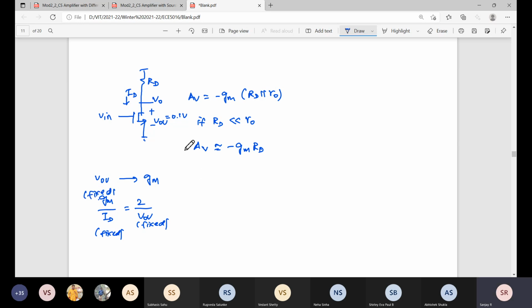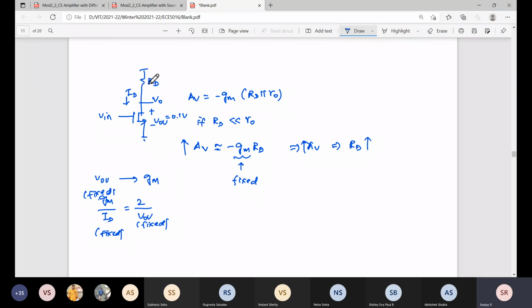Fine. So I want to increase the gain. You know Gm is fixed now. So how can I increase the gain now? Only by increasing the RD. Am I right? So gain can be increased by increasing the RD. Fine. So what will happen if I increase the RD? What will be your problem?